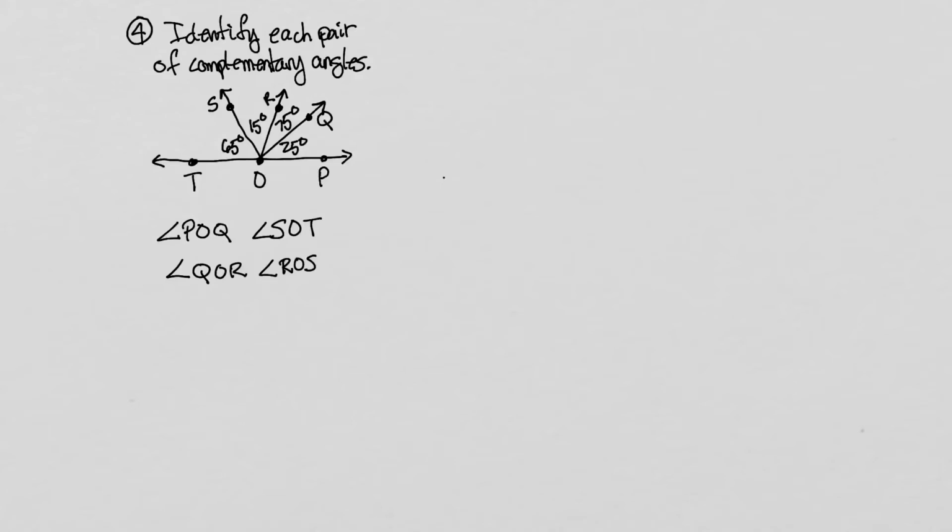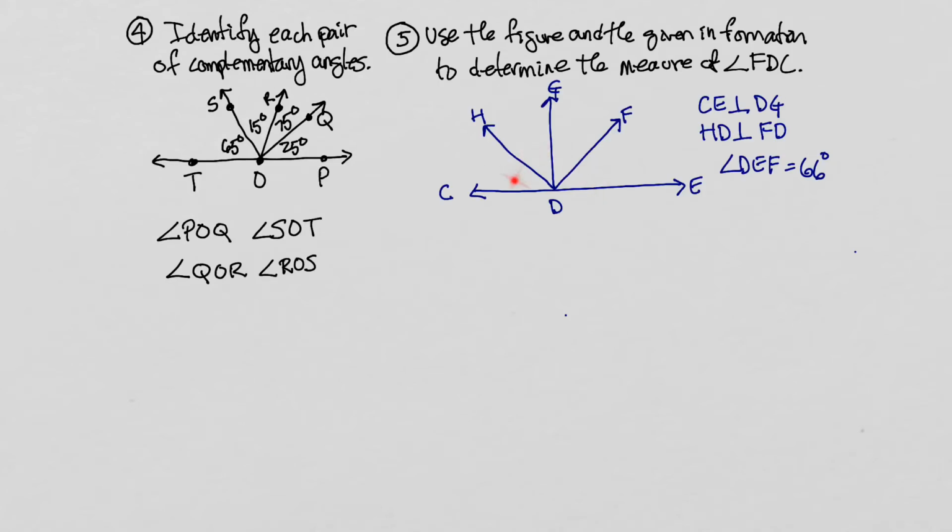ROS. So in problem 5, we have this picture here, and we're given some information about these angles. And what we want to do is use this information with this picture here to determine the measure. Here's what we're trying to get. Let's get the measure of angle FDC. We're looking for the measure of this angle right here. Let's note that. So that's going to be the one that we're looking for.